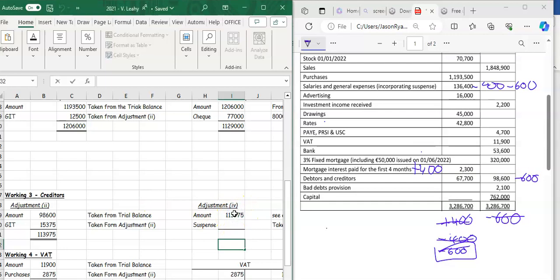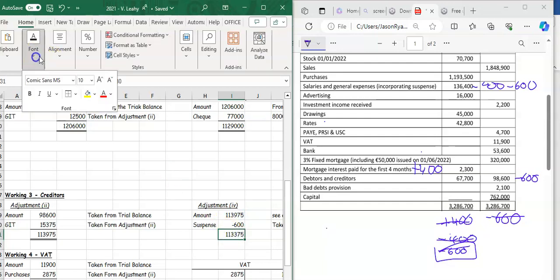So if we go back here to the goods in transit, we've got 113,975. Then with this suspense, we need to take that 600 away. So it's going to give us a new creditors figure of 113,375, and that goes into your balance sheet as the current liability. So once again, a little bit involved in that one.